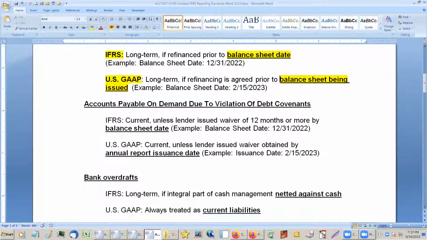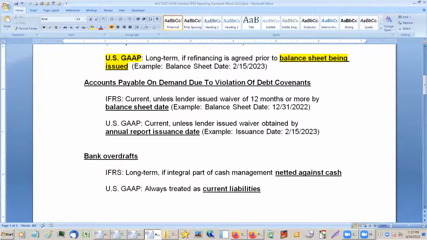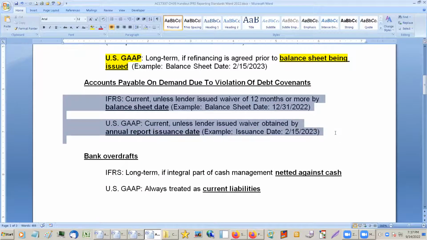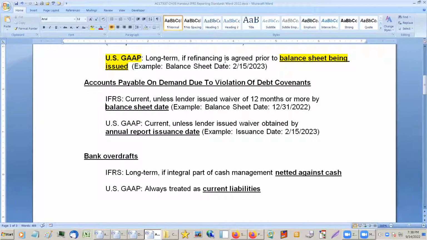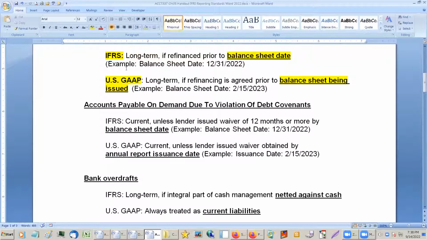So the balance sheet. Okay, a payment on demand due because of a violation of debt covenants. So if you violate a debt covenant, how do you deal with that? It's on demand. The same rules as up here: you have to have your ducks in a row by the balance sheet date. US GAAP by the annual report issuance date. So these are the same as up here.